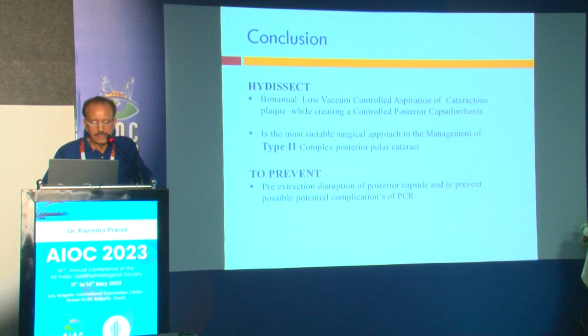So to conclude, bimanual low vacuum controlled aspiration of the cataractous plaque while creating a controlled posterior capsular axis is the most suitable surgical approach in the management of type 2 complex posterior polar cataract to prevent pre-extraction disruption of the posterior capsule and to prevent the possible potential complications of the PCR.